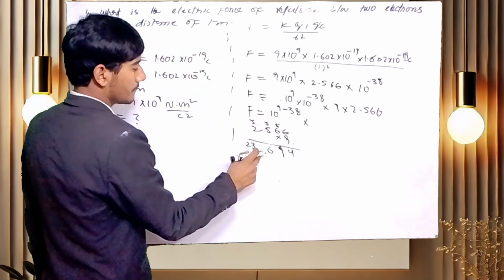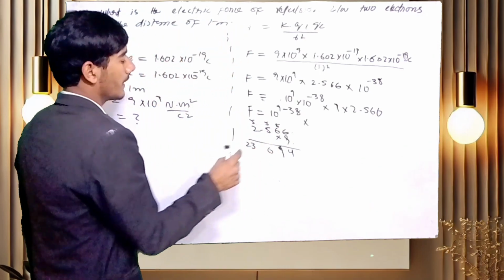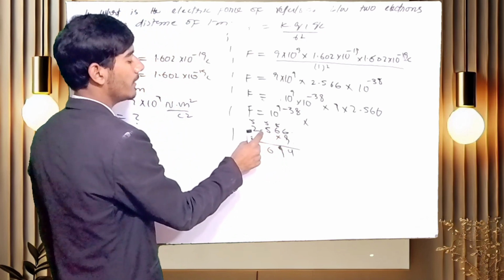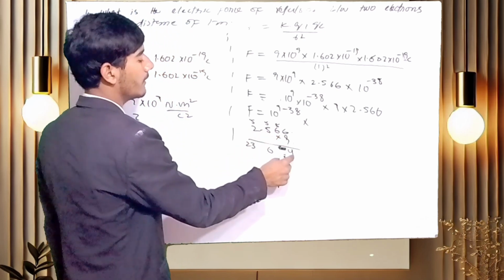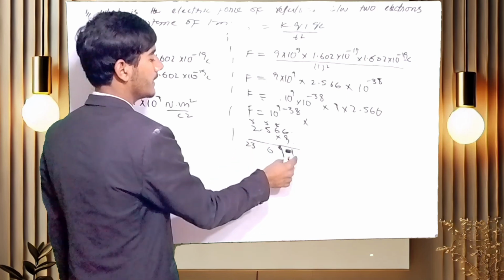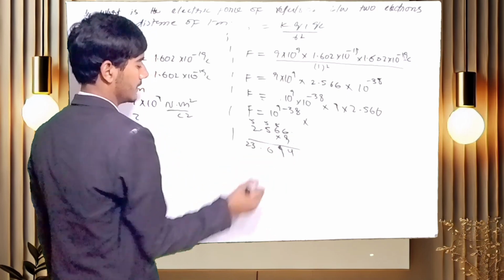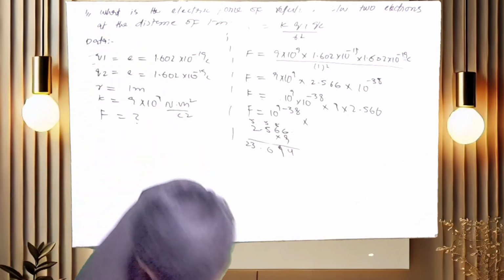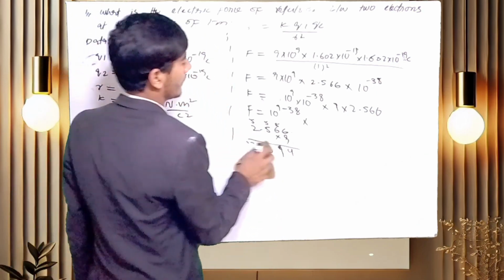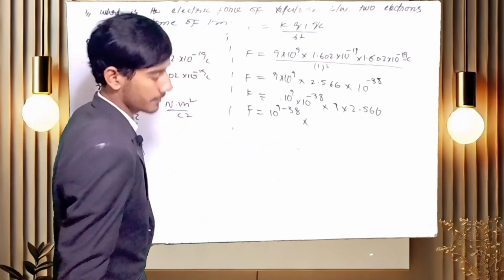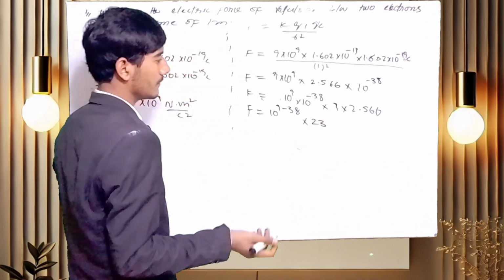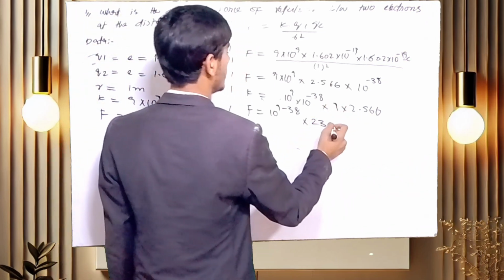So 23. Now we are going to place the decimal. The point is available after 3 digits, that's why we will place the decimal after 3 digits. So 23.094, I am writing 23. Multiply by 10 power minus 29. I multiplied these numbers, the answer is 23.